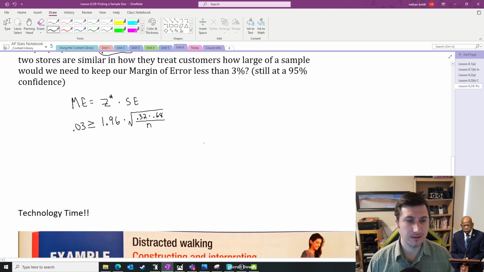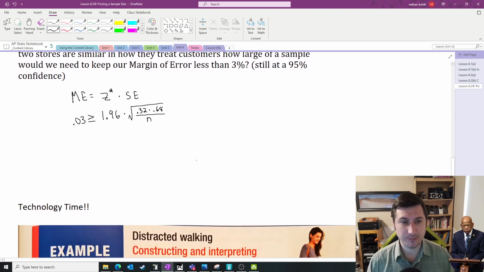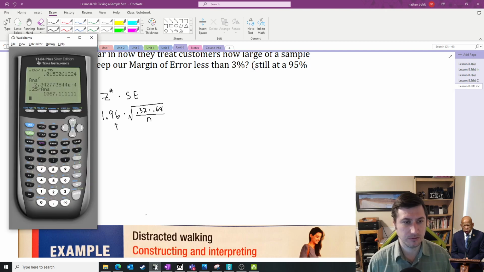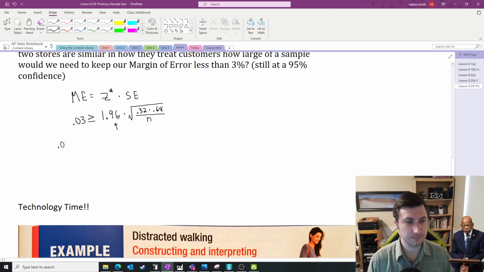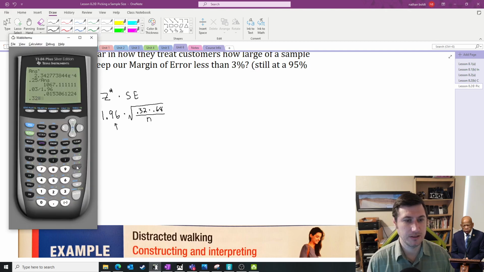So I'm going to shorten the steps a little bit, do some things in my head. First, I'm going to divide by 1.96. So 0.03 divided by 1.96 is 0.0153. All right, here I'm going to multiply the top. What is 0.32 times 0.68? 0.217.